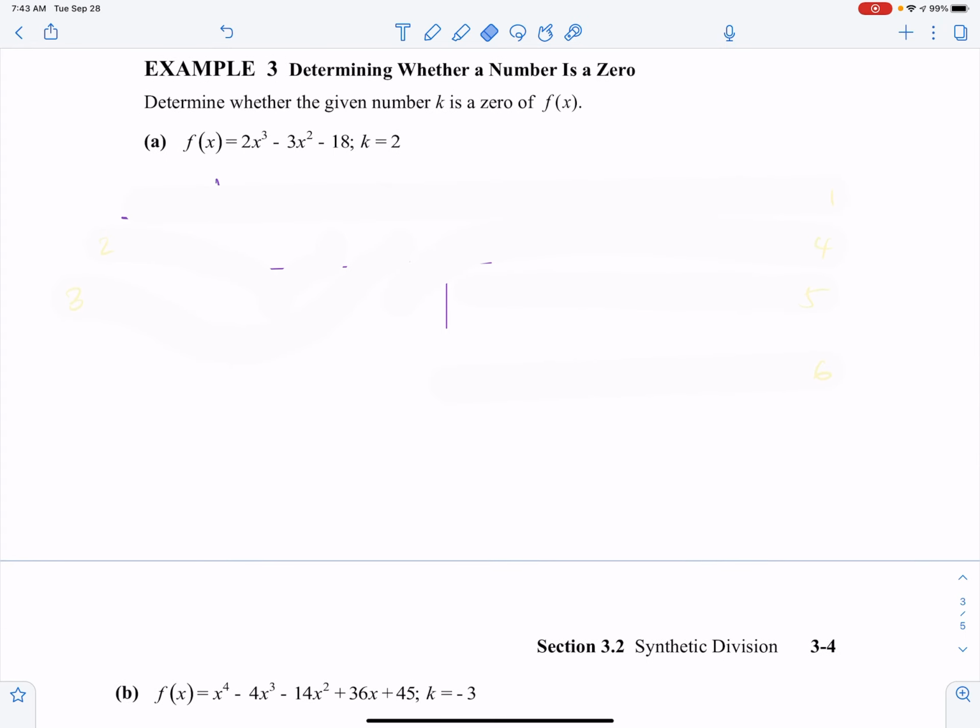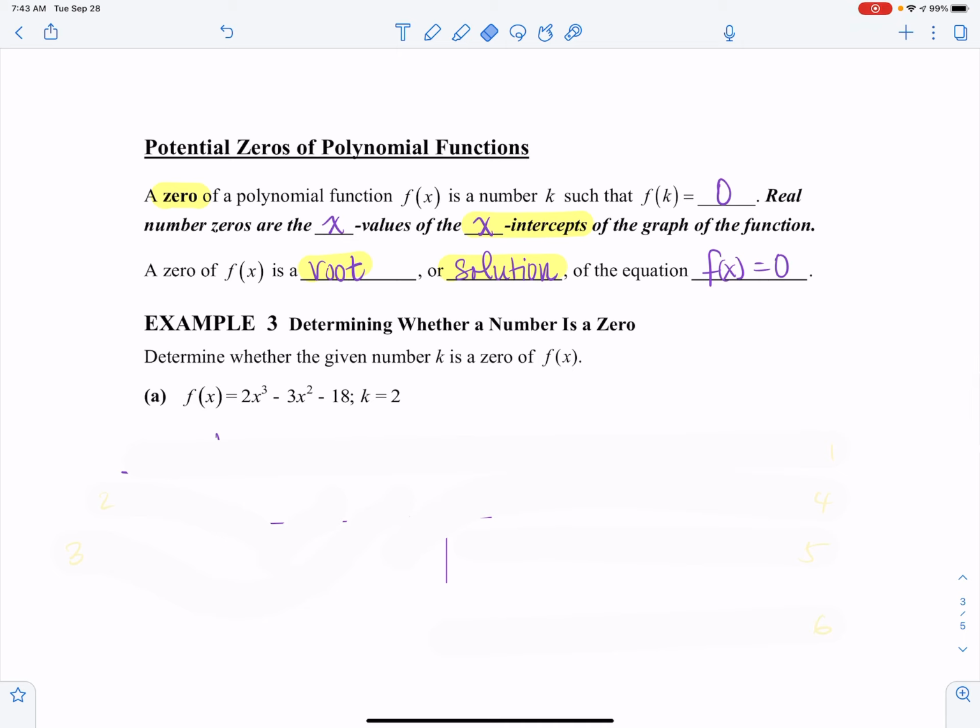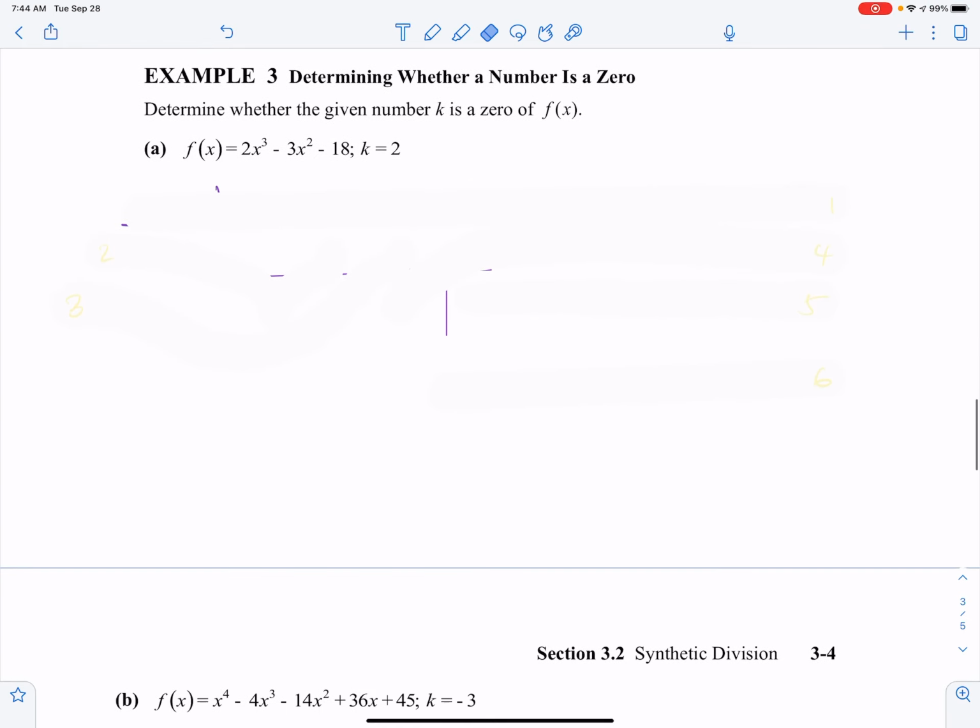All right, looking at example 3, part A. Determine whether the given number is a 0. Going back to what we just said, remember that in 3rd grade you got really excited when your remainder was 0 because it went in evenly. We're going to get excited about the same thing here. When our remainder is a 0, then what we have found is an x-intercept. We have found a 0, a root, a solution. So here, when it says to determine whether k is a 0, k is our value of 2.